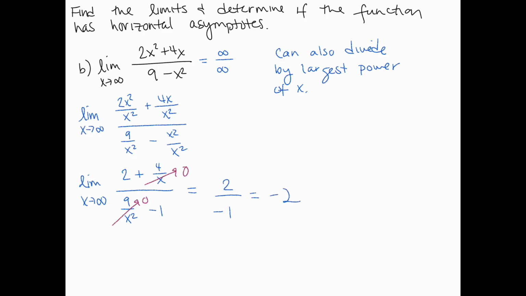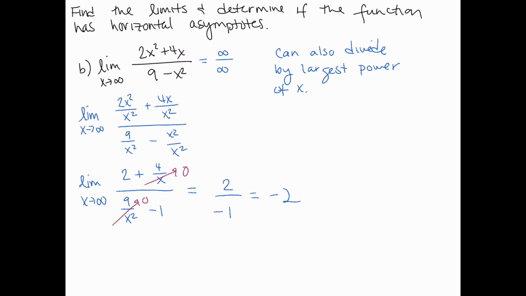And anytime we have a constant, or a finite number over infinity, it goes to 0. And so we end up getting 2 plus 4 over infinity, which goes to 0. So we end up just getting 2 on the top, and then on the bottom, the 9 over infinity goes to 0, and then we've got the minus 1. So we just have a minus 1 on the bottom. 2 divided by minus 1 is negative 2. So this limit equals negative 2.